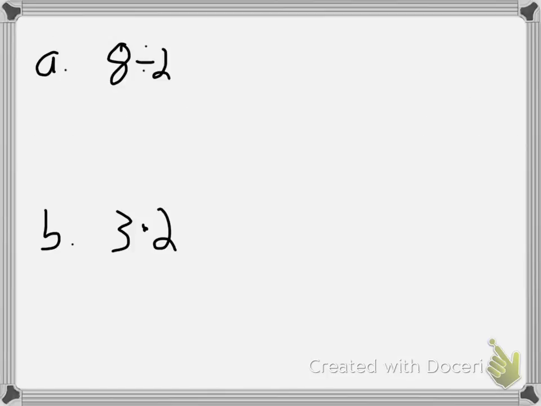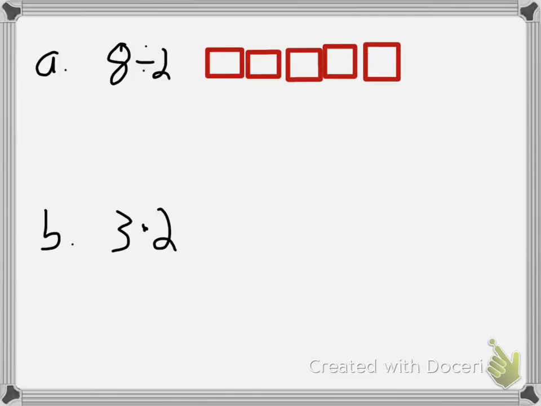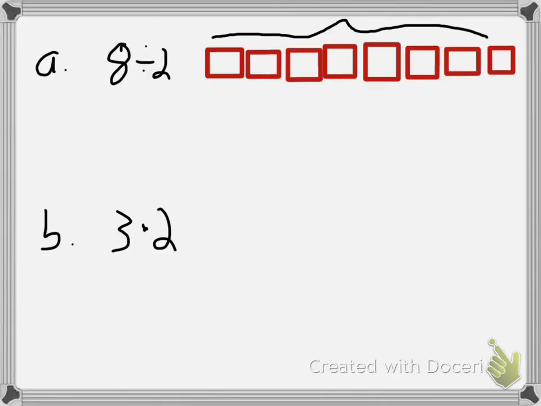Okay, so let's start off by doing some practice again with tape diagrams. For letter A, I have the expression 8 divided by 2. If I want to represent that as a tape diagram, I'm going to do that by starting off with 8. So I'm going to draw 8 units: 1, 2, 3, 4, 5, 6, 7, 8. So there's my 8 units, and I know that this whole amount right there is 8.